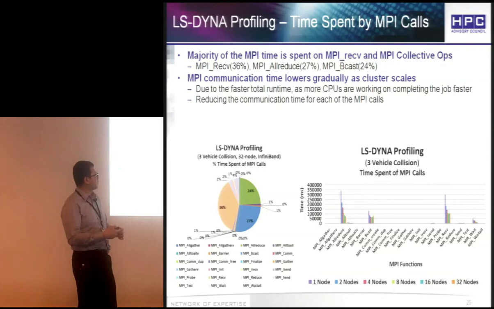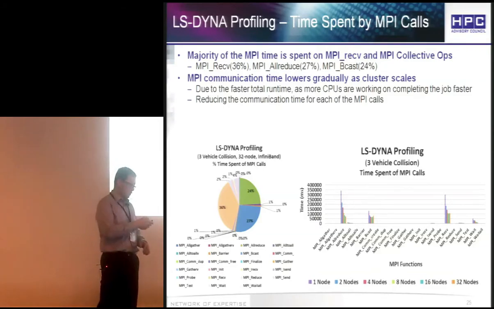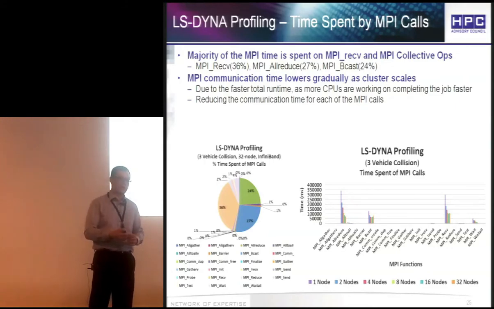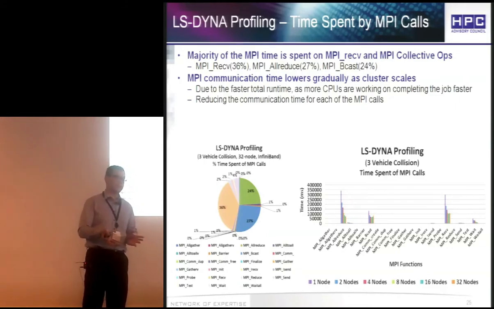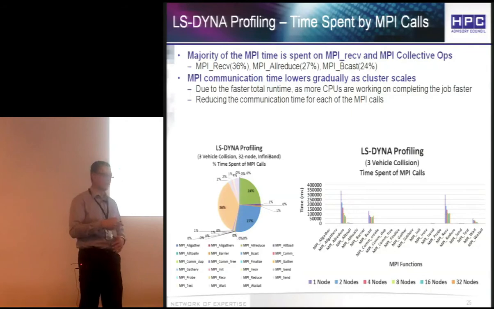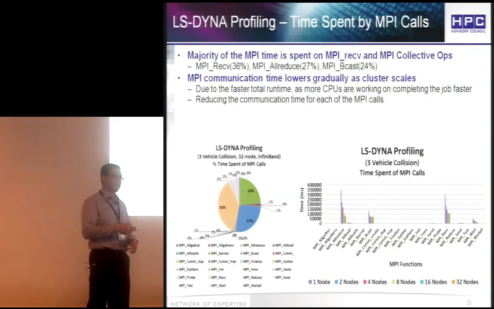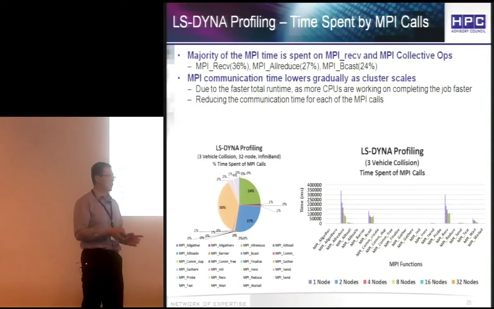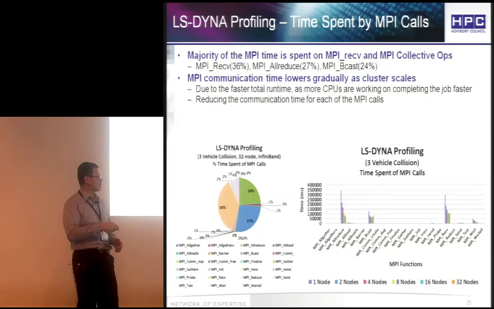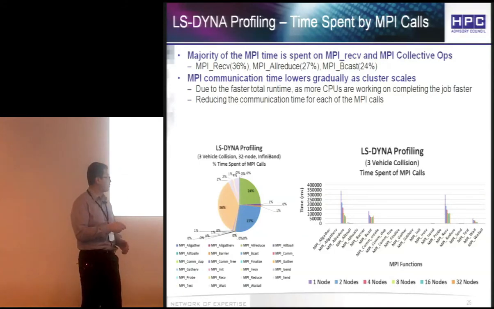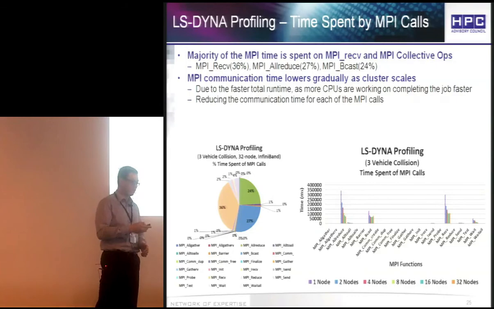Understanding this is important because, as I showed you earlier, I mentioned FCA, the Fabric Collective Acceleration. You only have the effect on these two calls right here. As for the blocking or receive calls, FCA has no effect on them. But having a good network interconnect would have an effect on this part of it, and the latency would improve on those two.